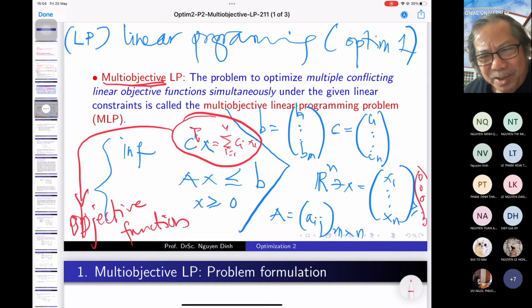Hello, somebody, Minh Thư. You know what it means in Vietnamese, objective function? Dạ thưa thầy là hàm mục tiêu. Yeah, that's right.